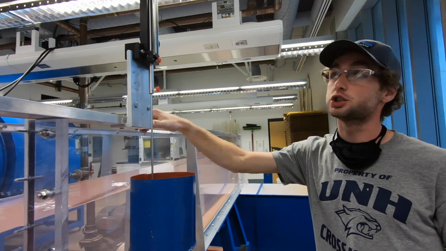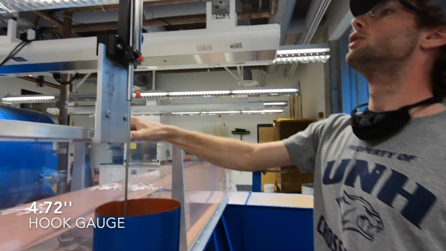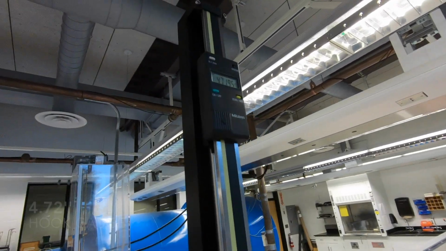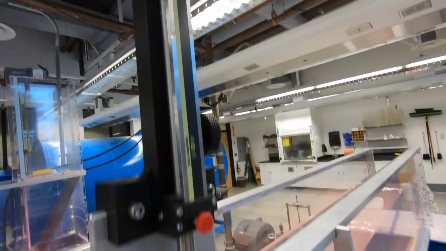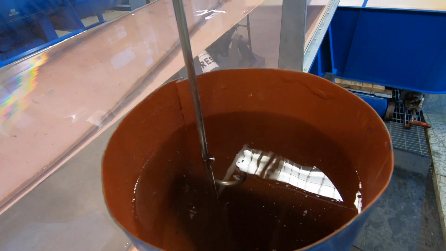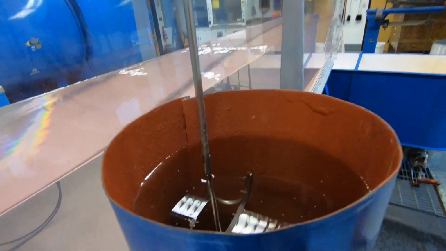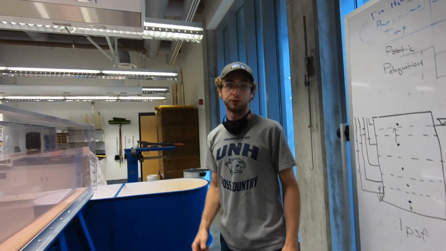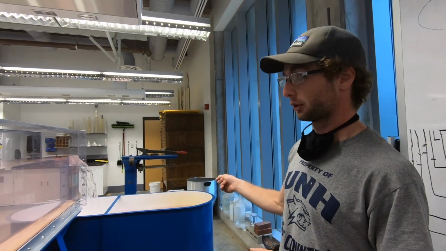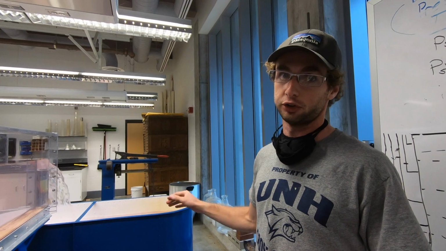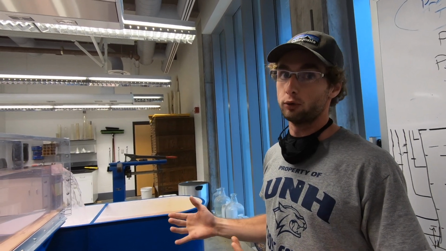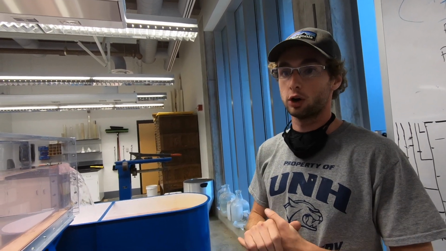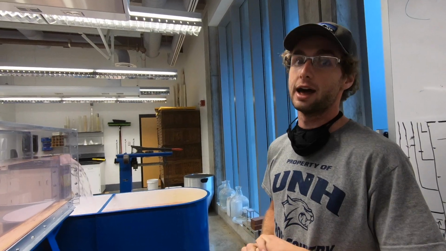The hook gauge reads 4.72 inches. And for this trial, we're going to be skipping the flow tank because the resting water surface is too close to the top, so it would overflow if we attempted to do it. So we're going to hold off for a trial or two to do that.